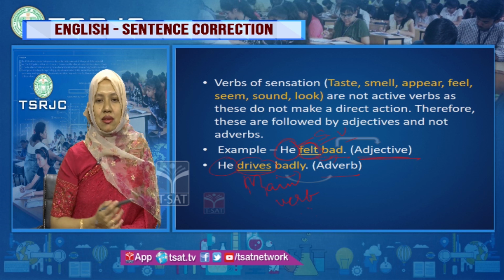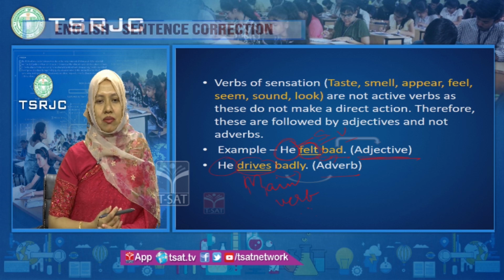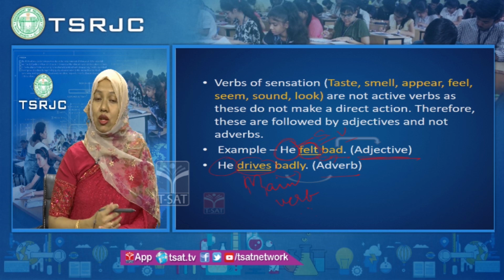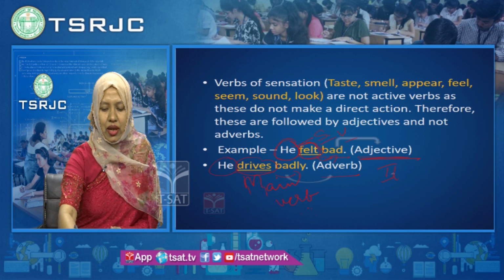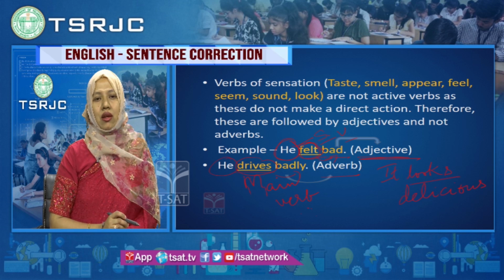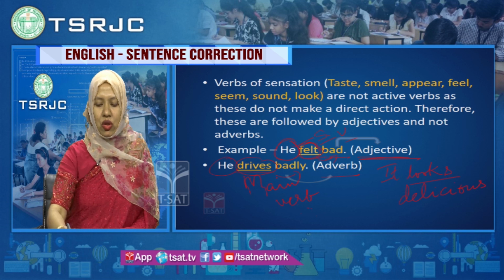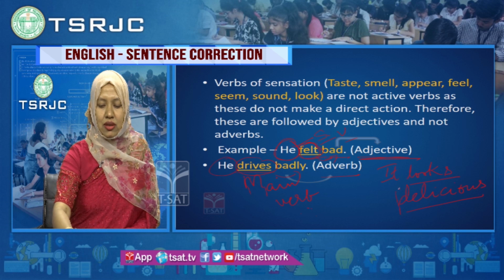It tastes yummy. So, you are using an adjective to describe the taste. It tastes yummy. It looks delicious. In the example, it looks delicious, again, looks is a sensational verb. It is not an active verb. So, you are using it to describe. After the sensational verb, you are using an adjective or describing word.